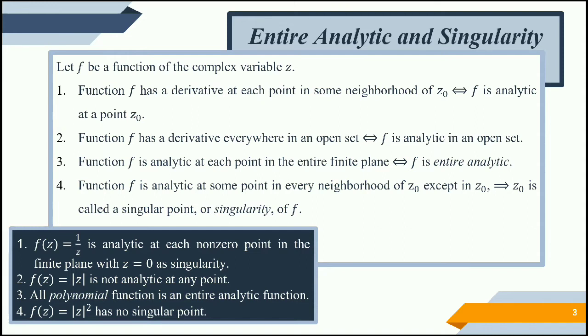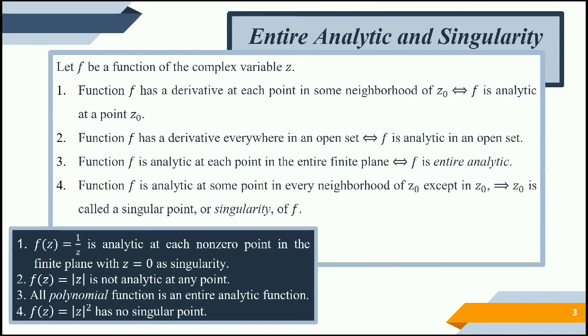f is analytic at the point z0 if and only if function f has a derivative at each point in some neighborhood of z0. f is analytic in an open set if and only if the function f has a derivative everywhere in an open set. f is entire analytic if and only if function f is analytic at each point in the entire finite plane. Or in other words, function f has a derivative at each point in the entire finite plane.